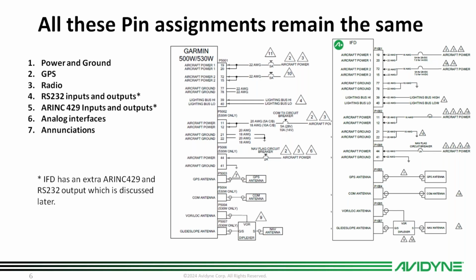So all the power and grounds remain the same. The GPS remains the same. Radio remains the same. So your comm antenna and nav antenna. Your RS-232 inputs and outputs remain the same, as well as the ARINC 429 outputs. The analog interfaces also remain the same, and the enunciations remain the same. The IFD does offer an extra ARINC 429 output and an extra RS-232 output.